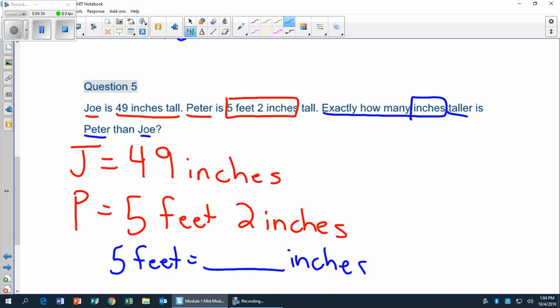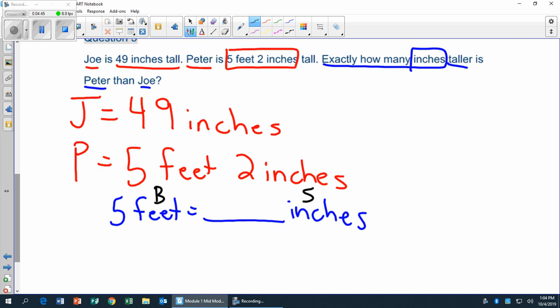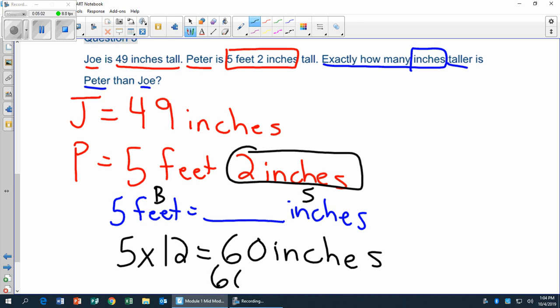And just like we learned, whenever we go from a bigger measurement to a smaller measurement, we are going to multiply. Big to small, we multiply. So we have 5, and there are 12 inches in every foot, so we end up with 60 inches. But we can't forget that there's also these 2 inches in Peter's measurement. So then we have to do 60 plus 2.